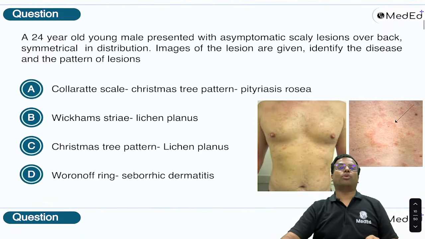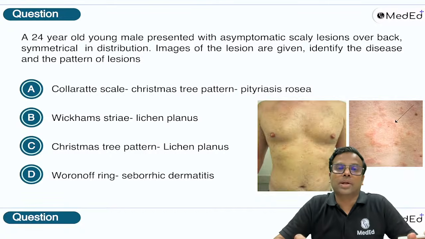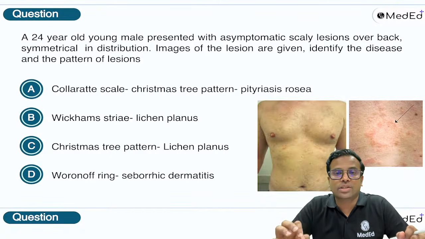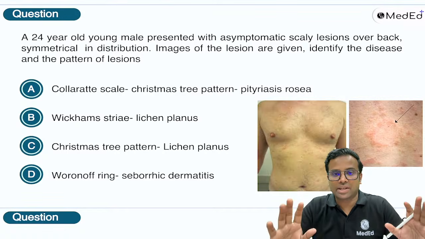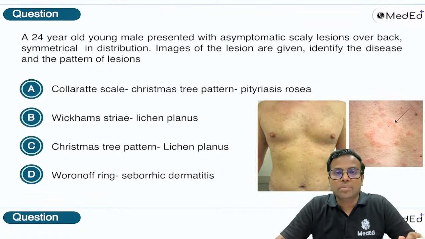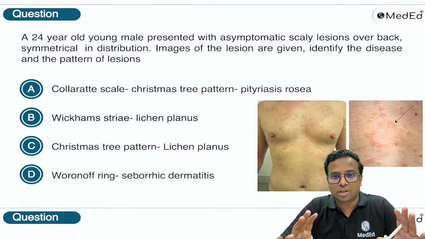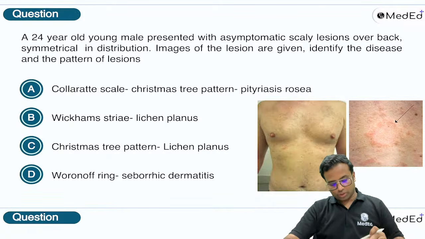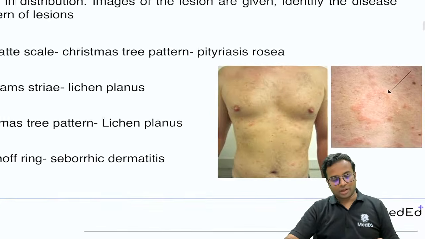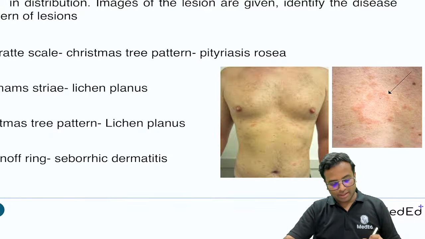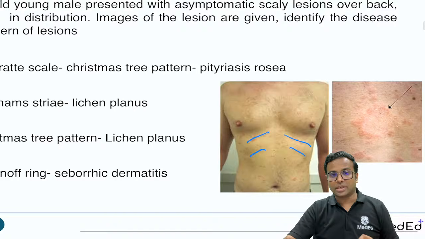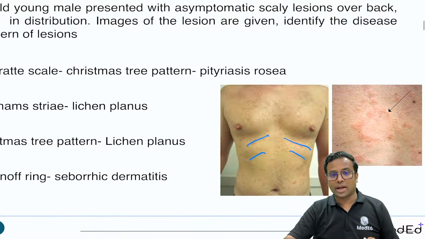A 24-year-old male presented with asymptomatic scaly lesions over the back, symmetrical in distribution. Images of the lesion are given. Identify the disease and the pattern of the lesions. So these are the images that are given. In the image you can see there is some lesion seen here, and probably one more lesion that is also highlighted here.